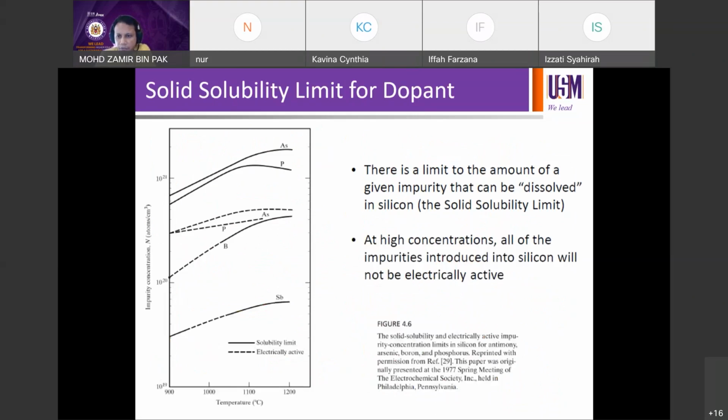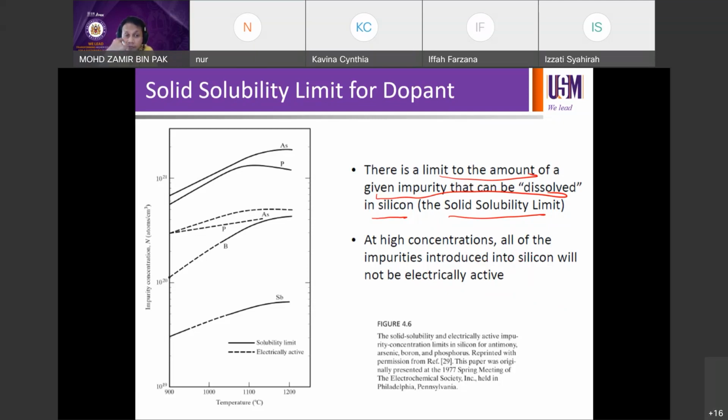Solid solubility limit for dopant. Okay, there is a solid solubility limit to the amount of a given impurity that can be dissolved in silicon. There's always an upper limit for the amount of dopant that can be dissolved in silicon, and that's called the solid solubility limit of dopant. And it depends on the temperature of the process. Okay, if you run at higher temperature, then the impurity concentration limit will be higher. At high concentration, not all of the impurities introduced to silicon will be electrically active.